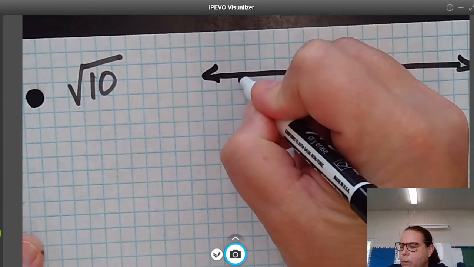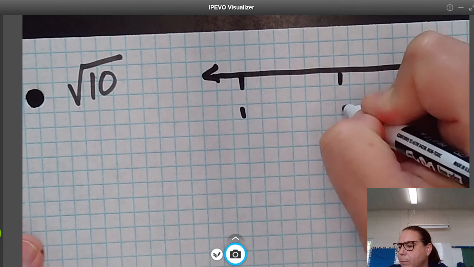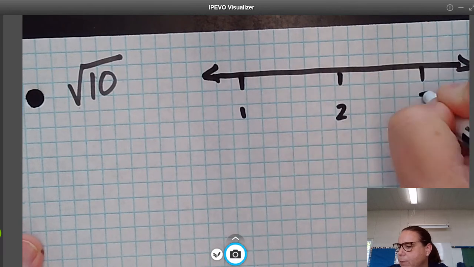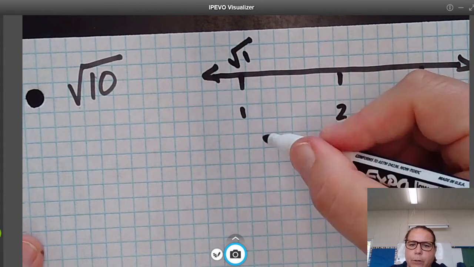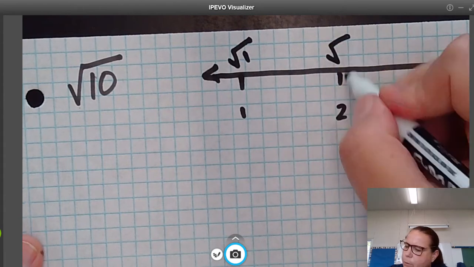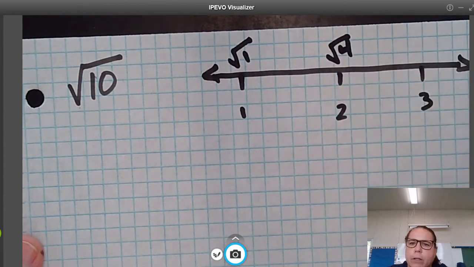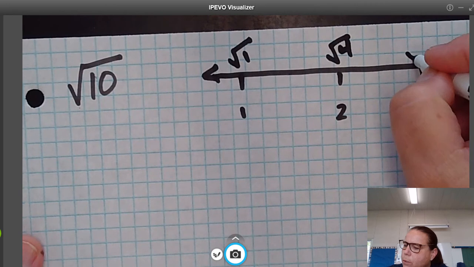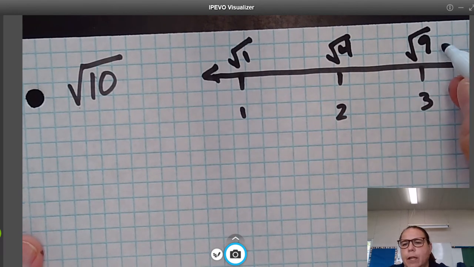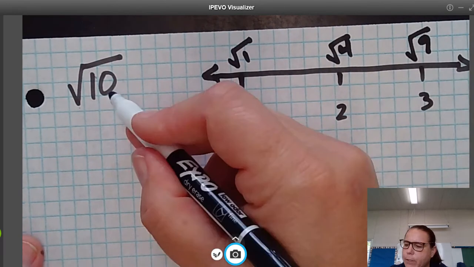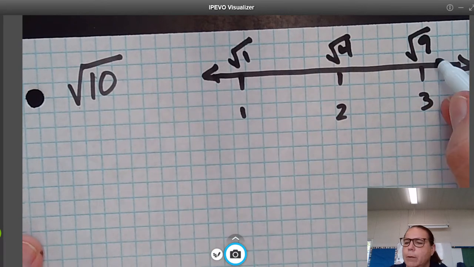So maybe you just put some numbers on a number line, and that might be something that you do, right? And you're like, okay, 1 times 1 is 1, so the square root of 1 is 1. 2 times 2 is 4, so the square root of 4 is 2. 3 times 3 is 9, so the square root of 9 is 3. And then you're like, oh, my goodness, look, square root of 10, that's going to be really close to the square root of 9. What about 4?